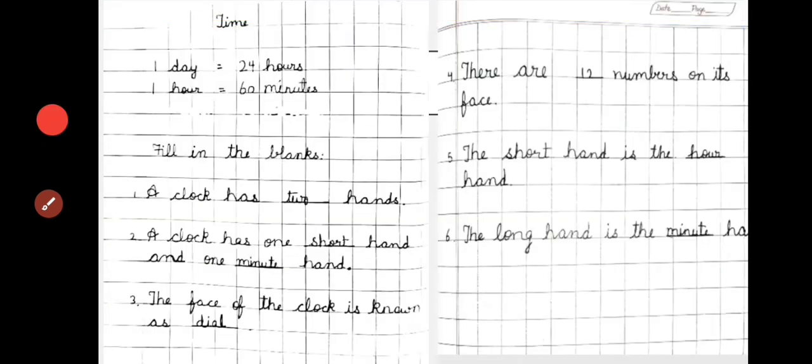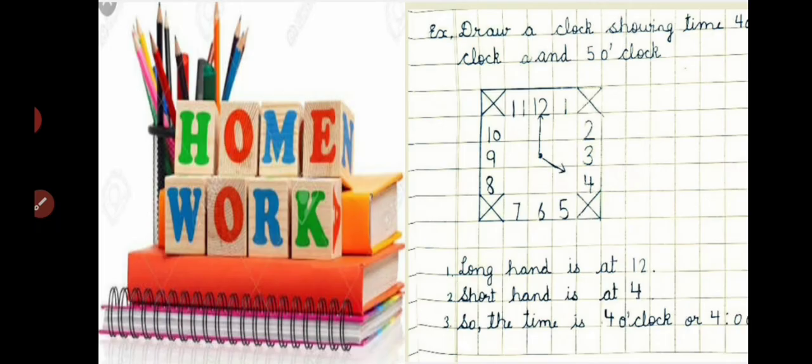Now notebook work. All these facts related to time we have already discussed, so you have to write them down in your notebook. Now homework. Draw a clock showing the time 4 o'clock and 5 o'clock. Dear children, you have to draw this clock and you have to show the time, 4 o'clock and 5 o'clock.